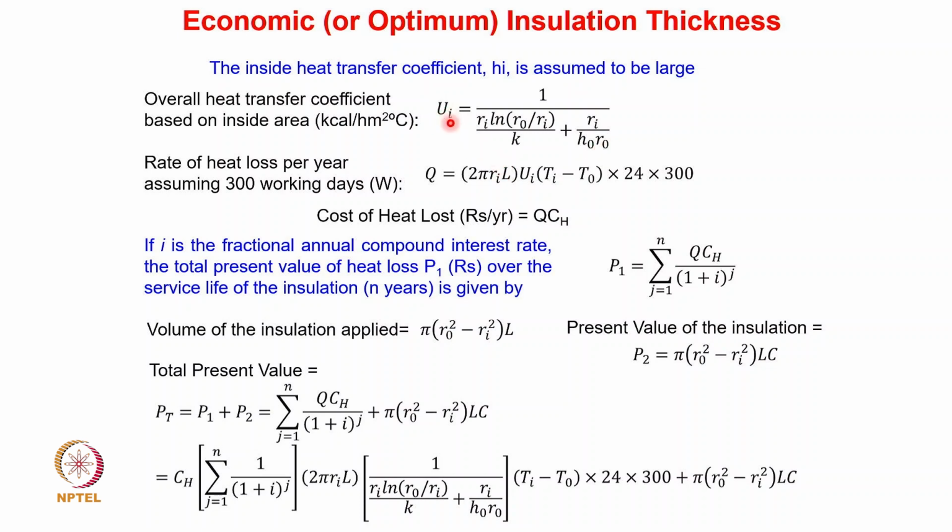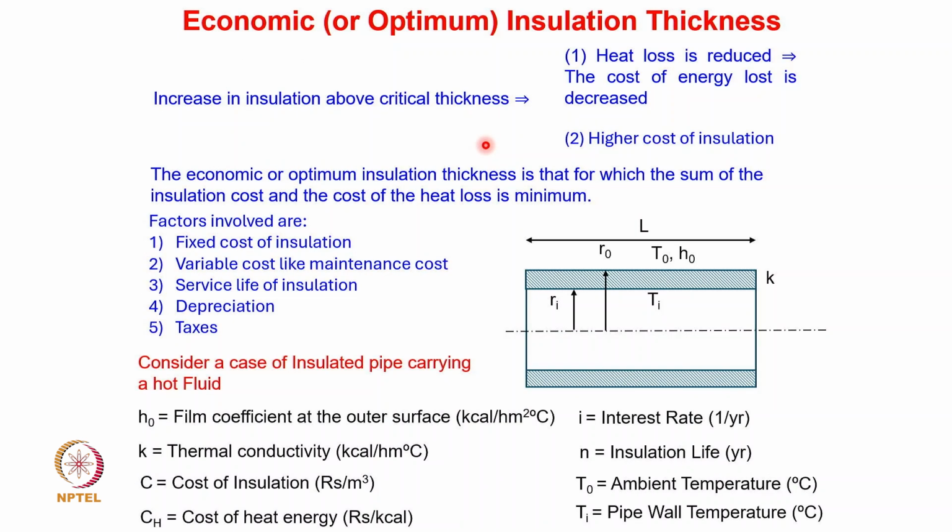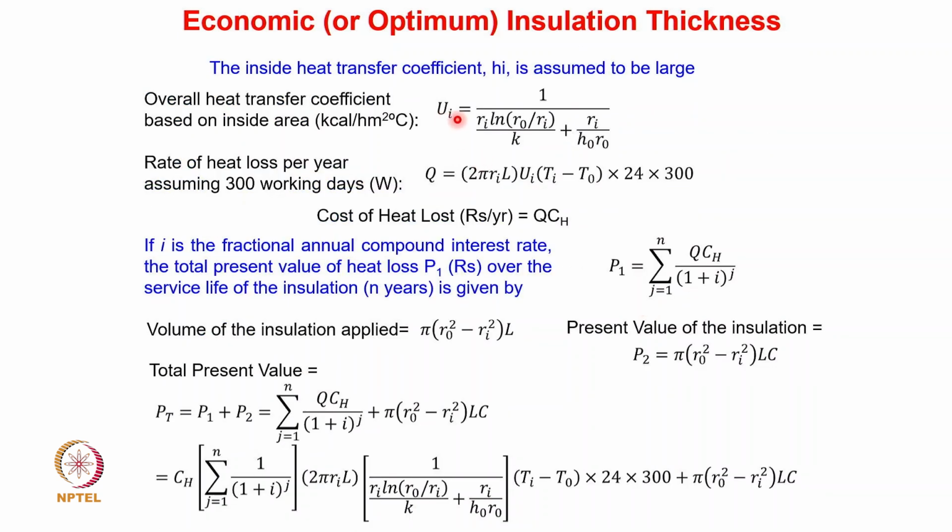So you can see that Ui, which is the overall heat transfer coefficient calculated based on the inside surface area, is given as 1 upon [Ri ln(R naught by Ri) by K plus Ri by (H naught into R naught)]. Here Ri is the inside radius of this particular pipe, R naught is the outside radius of the pipe after applying the insulation, T naught is the outside ambient temperature, H naught is the outside heat transfer coefficient, K is the thermal conductivity, and Ti is the inside temperature.